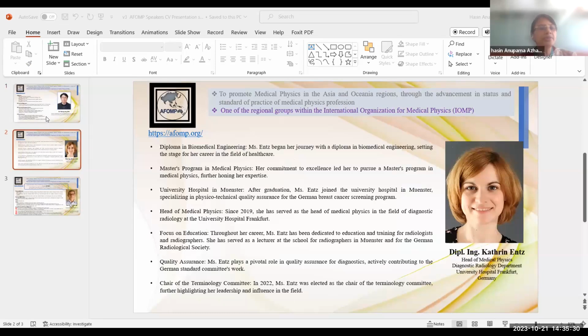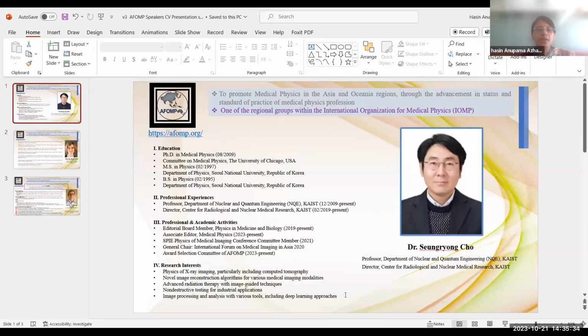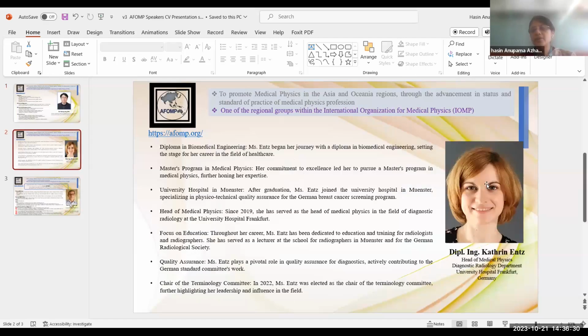He is an editorial board member of Physics in Medicine and Biology, and an associate member of Medical Physics till now. He was an SPIE Physics of Medical Imaging Conference Committee member till 2021, and General Chair of the International Forum on Medical Imaging. He has many research interests, especially the physics of X-ray imaging, particularly including computed tomography, novel image reconstruction algorithms for various medical imaging modalities, advanced radiation therapy with image-guided techniques, non-destructive testing for industrial applications, as well as image processing and analysis. So today, he will be the first speaker.